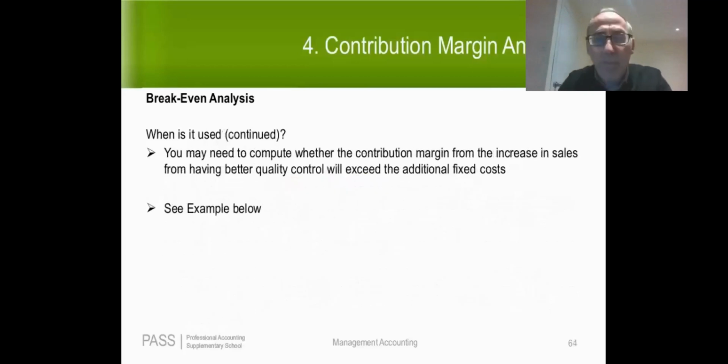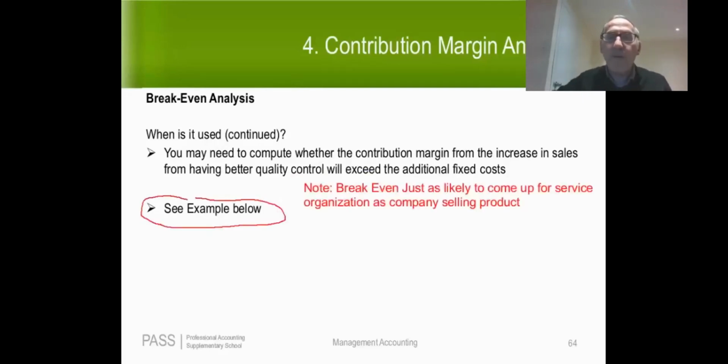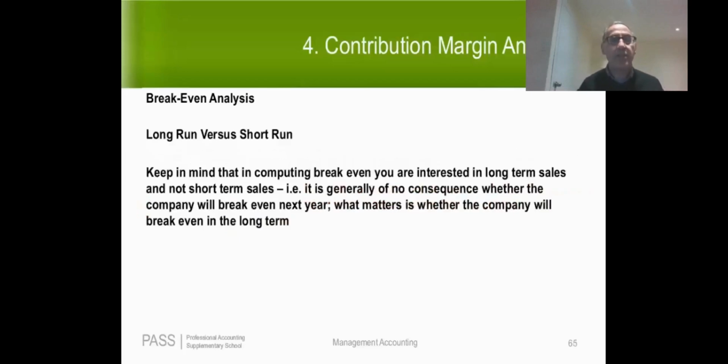So at the end of the day, we may end up increasing the fixed cost by X $100,000. We may need to compute whether the contribution margin from the increase in sales that we can generate from having better quality control will exceed the additional fixed cost. That will involve break even. In case you're wondering about this third example, I will demonstrate it very soon. Now, guys, keep in mind that break even can come up on an exam just as easily in a service organization as in a product situation. I just gave examples of selling a product, the widgets, but it can just as easily come up and it can be equally relevant in a service business.